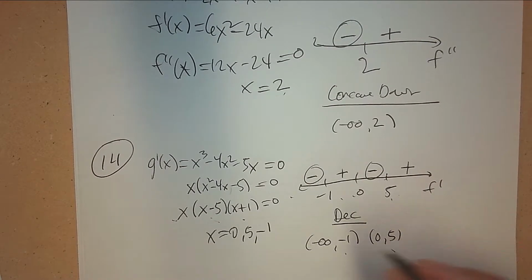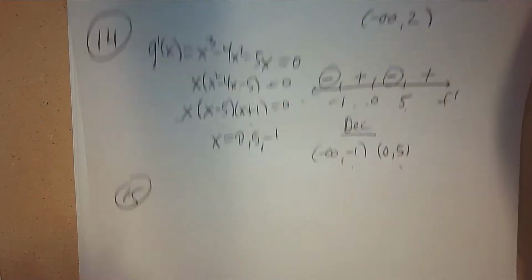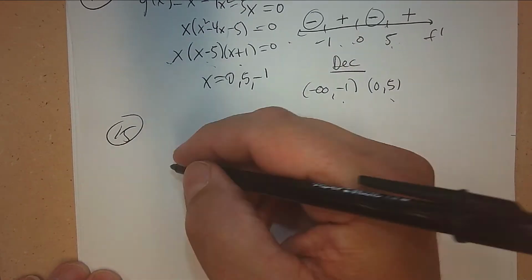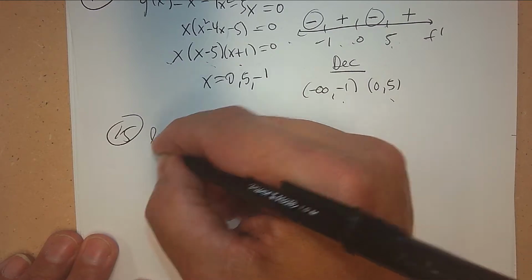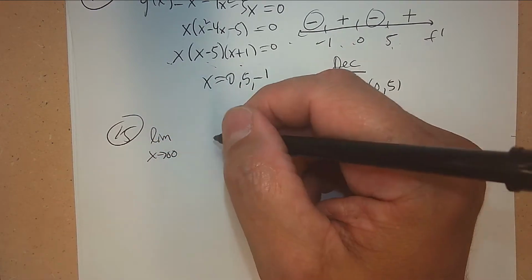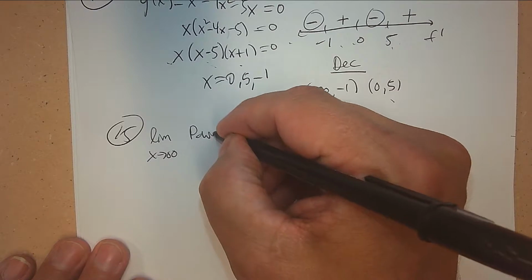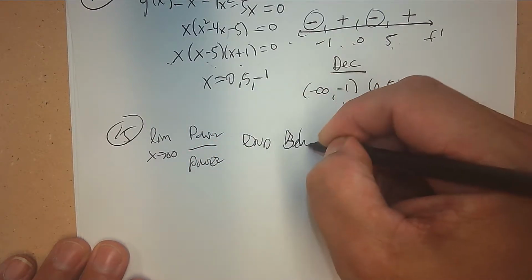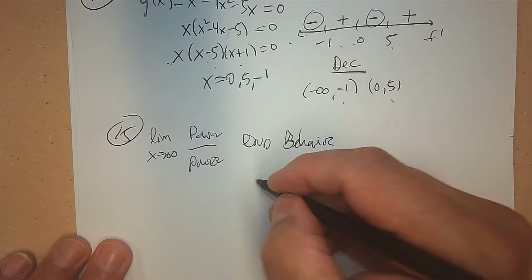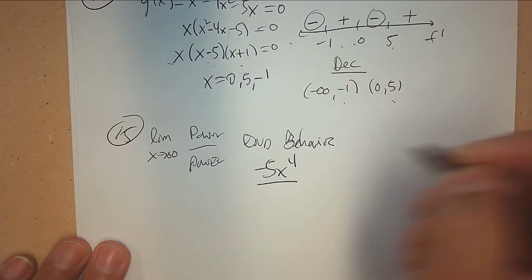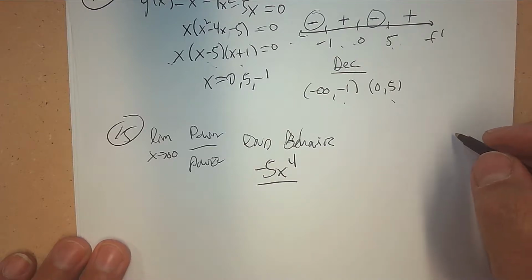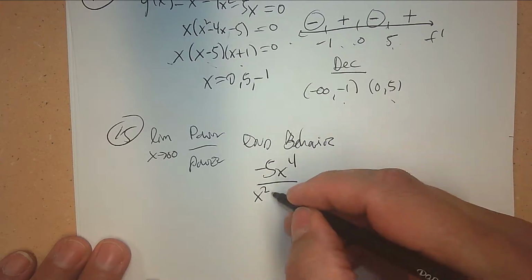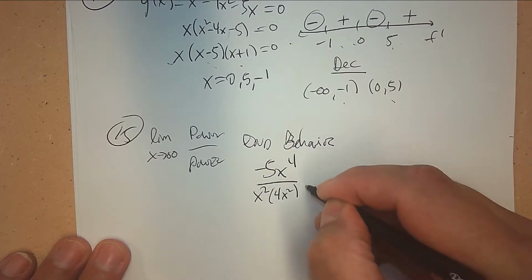All right, number 15. Find the limit as x approaches infinity. What they're actually asking for is power over power. What's the end behavior? So what's the power on top? -5x to the fourth. What's the power on the bottom? Be careful because of the exponents. We have x squared, but we also have 2x squared. Well, 2 squared is 4x squared. See how you have to be careful?